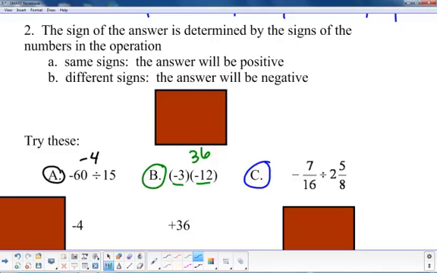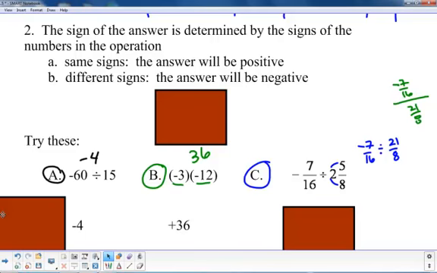Again, it might be helpful to make this an improper fraction. So 8 times 2 is 16, plus 5 is 21. So now we have negative 7/16 divided by 21/8. Whenever you have a division of a fraction, you multiply by the reciprocal. You can even just rewrite this as negative 7/16 times 8 over 21.